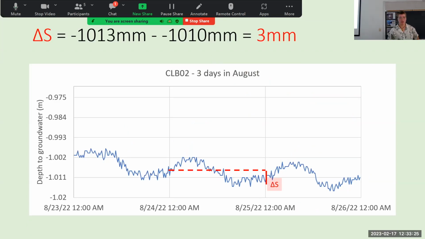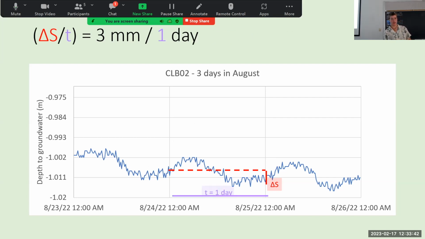So first, what we're doing in this equation is we're looking at the change in storage. So you take the data point at the first midnight, and then the data point at the second midnight, and the change in Y is how much the groundwater table dropped. And again, we're looking at that over one day.